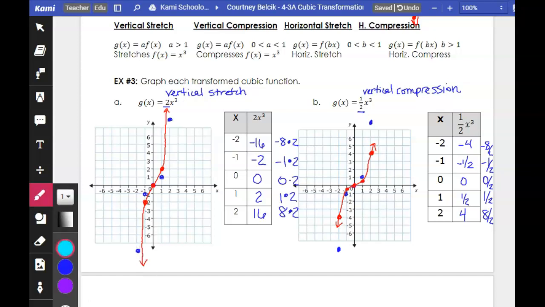Notice, and I'm going to do this in kind of an obnoxious blue color, notice that instead of going from the vertex over 1 up 1, like you should in the parent function, here we go over 1 up 2. That a value is 2. Same thing here. Instead of going over 1 up 1, you go over 1 up 1/2. And so that means that a is equal to 1/2. So that kind of ties together those stretches and compressions, those scale changes from quadratic functions into functions that are cubic like this.